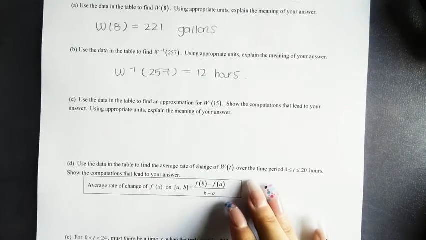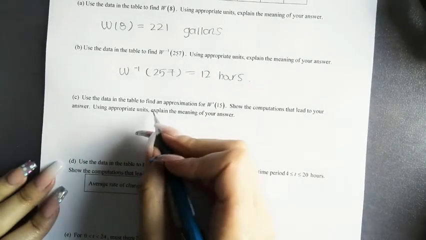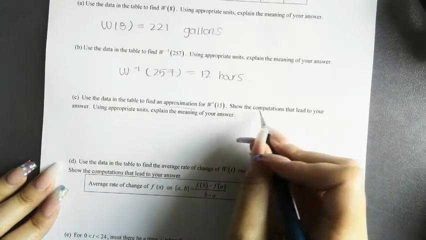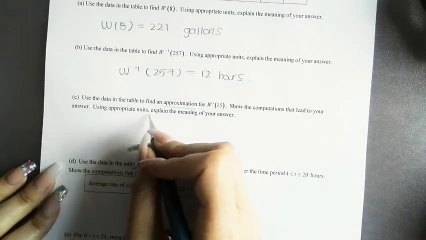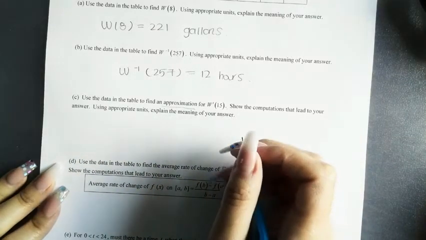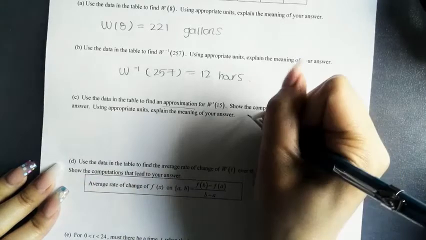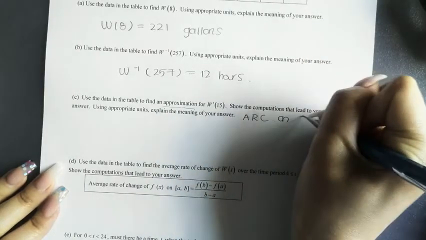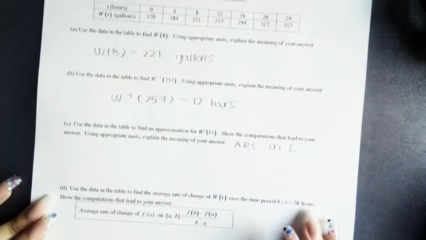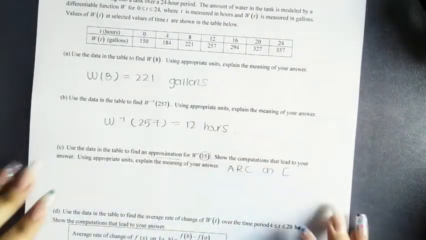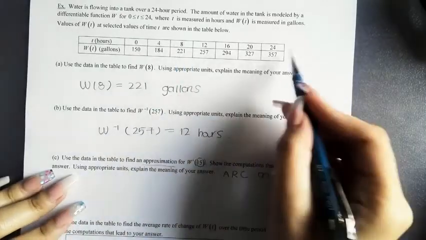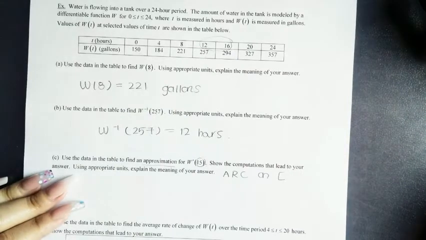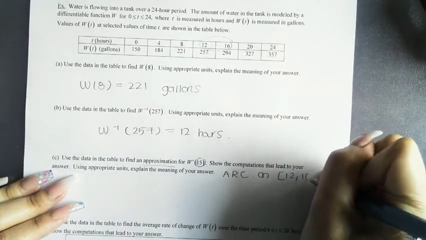For the next one, use the data in the table to find the approximation of W prime of 15. Show the computations that lead to your answer using the appropriate units. Explain the meaning of your answer. So what do you need to find? Actually, you need to find the average rate of change, right? On what interval? Well, let's see. They are asking you for 15. Where's 15? I don't see it, right? So what's the interval that you're going to compute? The closest to 15. That's in between, so it's going to be on the interval 12, 16.